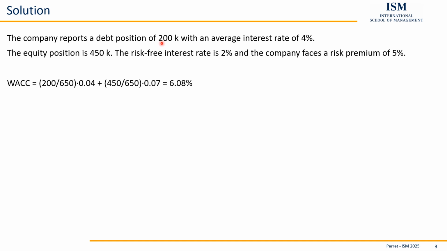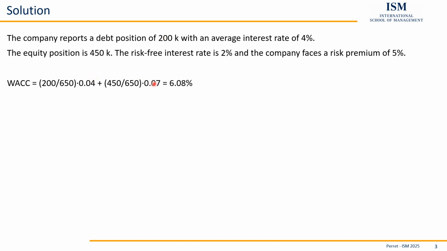Of the 650, 200 are foreign capital. So 200 over 650 is the share of foreign capital. Equity is 450. So 450 over 650 is the share of equity. Those shares, those weights, I then have to multiply with the respective costs. So the cost of foreign capital is the interest rate charged for the debt position, which is 4%.